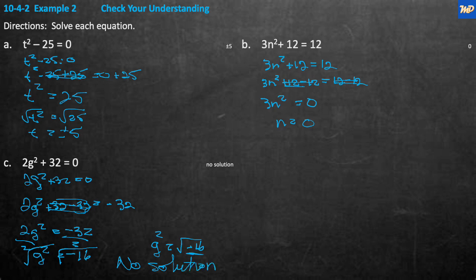Because we ended up with a negative under the radical, right?